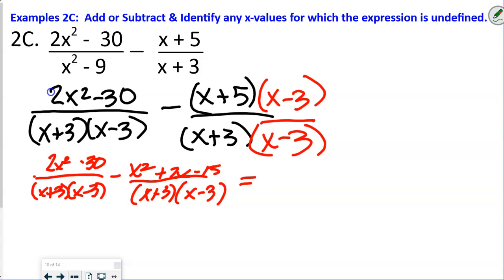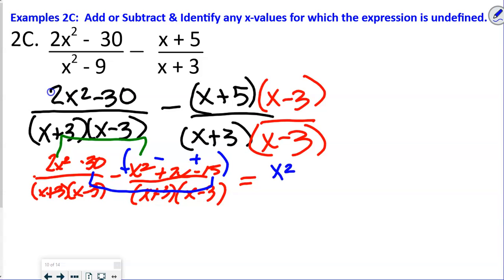So I've got these like terms, right? And then I've got these like terms. But, whoa, wait a minute. Before I do that, we're subtracting this whole thing. Y'all notice that? So I'm going to make this a minus, and that one a plus before I combine them. So I now have 2x squared minus x squared, so that's going to give me x squared.